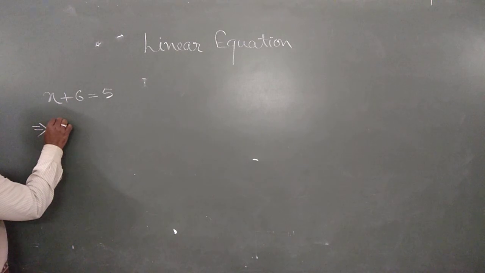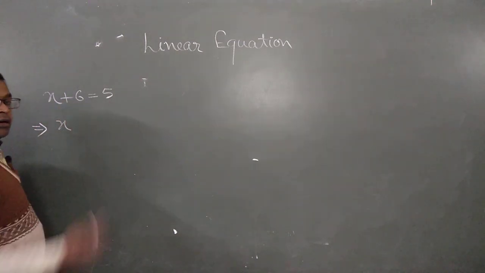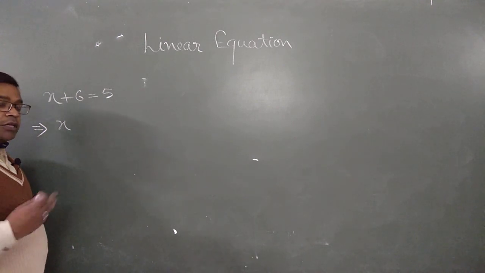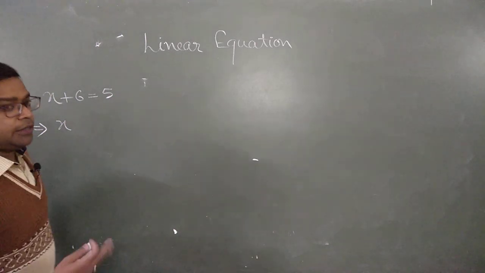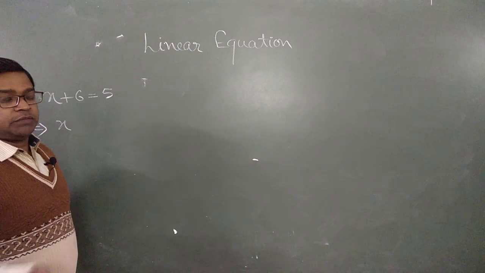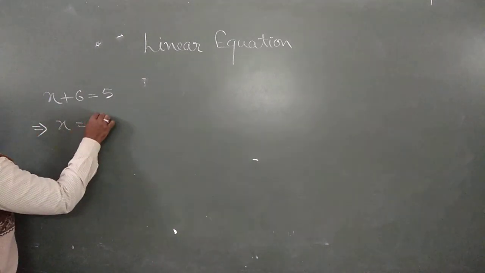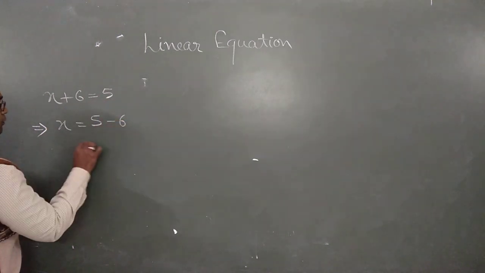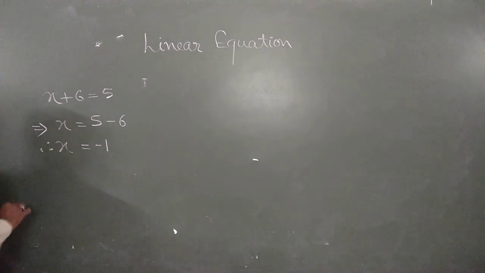Now, what I told you is that we can shift, or transpose, the variable or number, whatever we want. But remember, when we transpose, the sign must be changed. If it's a multiply sign, it changes to divide. If it's a plus sign, it changes to minus, and vice versa. The sign just must be the opposite one. So here we have 5, and 6 is shifted to that side as minus 6. The value is minus 1. So the value of x equals minus 1.